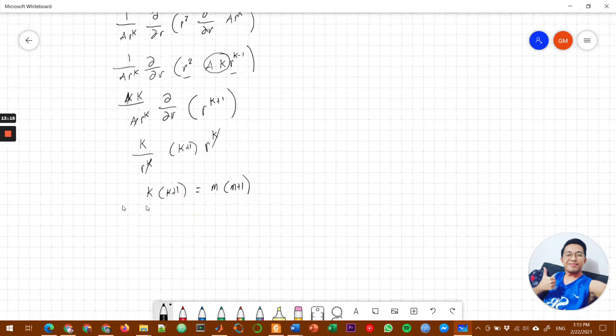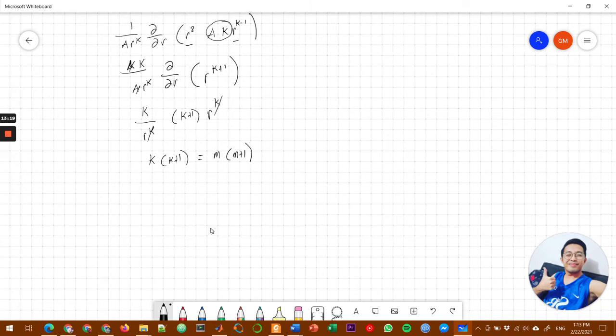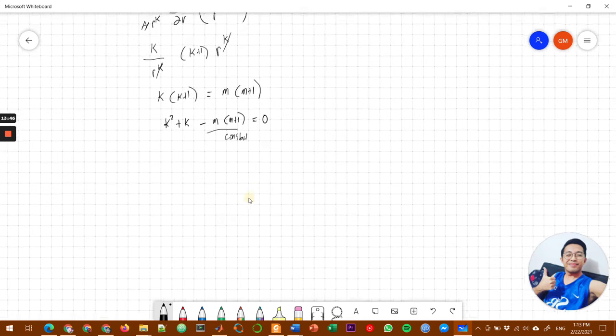So we can actually get the relationship between k and m. This is k squared plus k minus m times m plus 1 equals 0. So to get k in terms of m, we treat this as a constant, right? We can use the quadratic formula to get k.